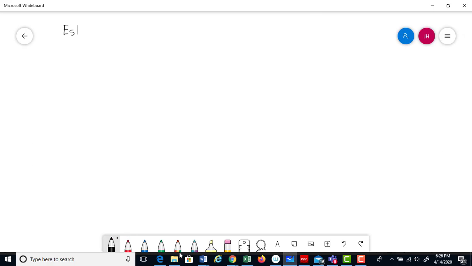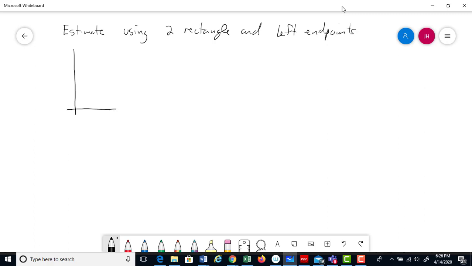So let's estimate using two rectangles and left endpoints. Now, what I mean by left endpoints is, when I'm looking at that function, we're going to use two rectangles, so I'm going to cut this into half. Left endpoints means this would be the left side of the first rectangle over here, and this is going to be the left side of that second rectangle.